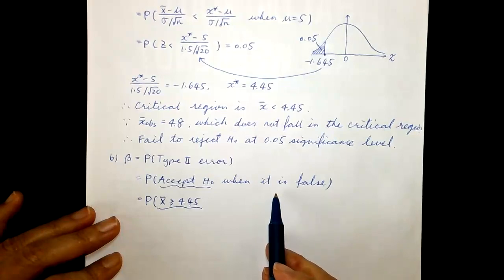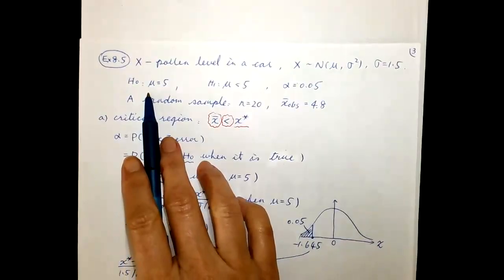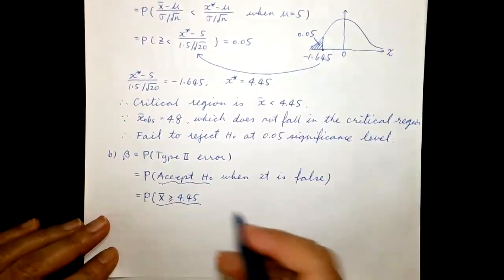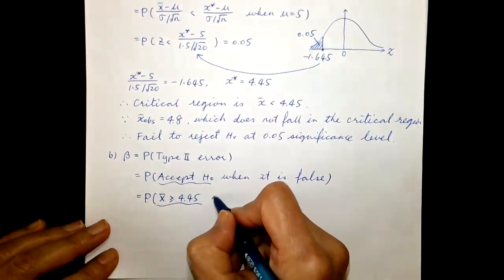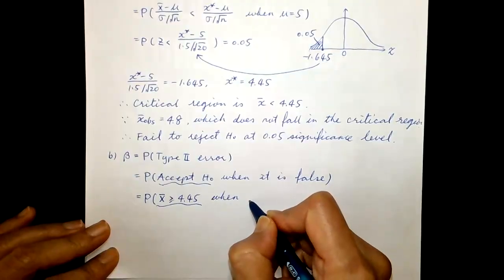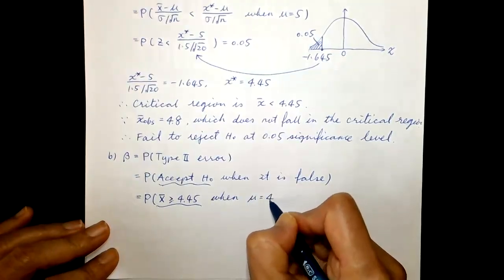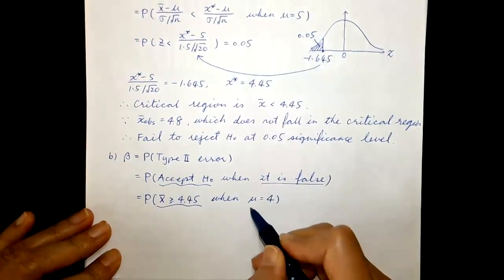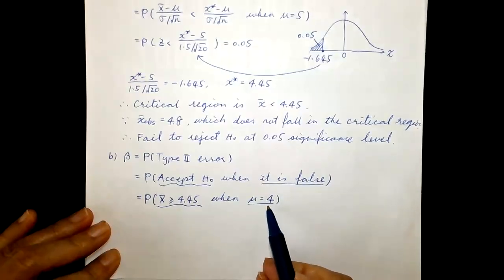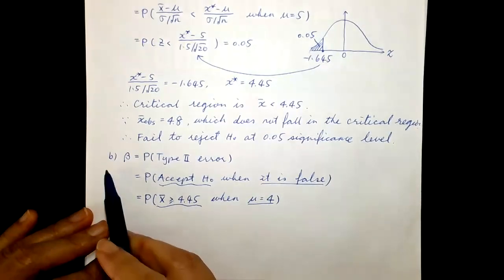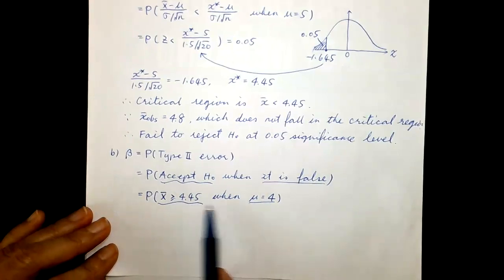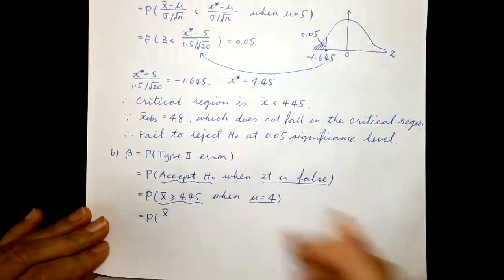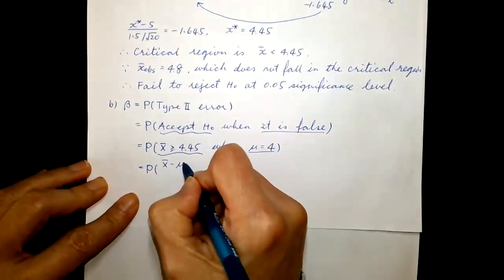When H naught is false, H1 is true. If H1 is true, what is the mu value? The question has given you the mu value as 4. It's not that it's up to you. We make things so easy for you. You just need to look around to find this 4 in the question. The question tells you for part B. So we have the probability again for X bar. You standardize X bar.